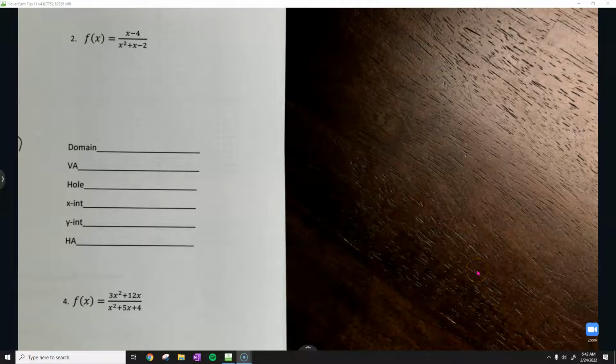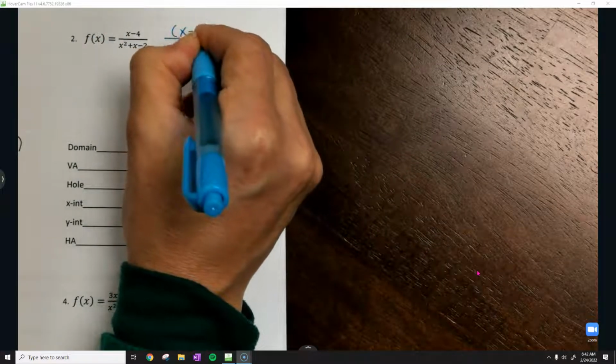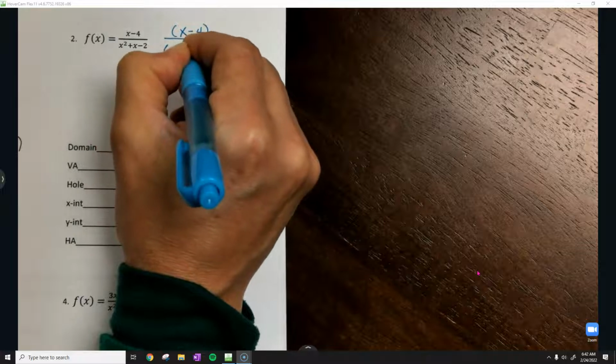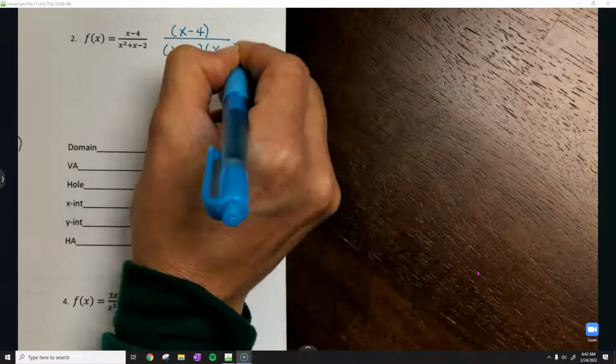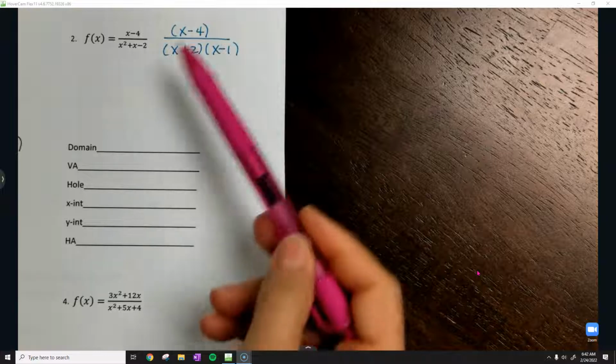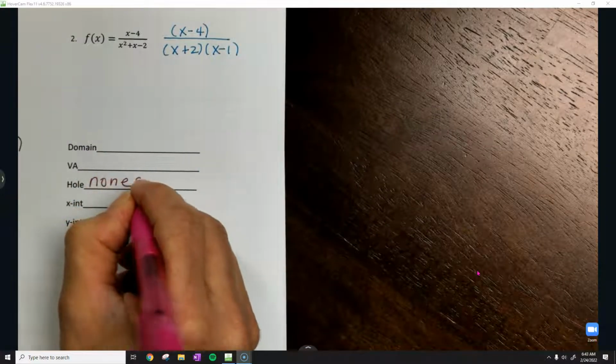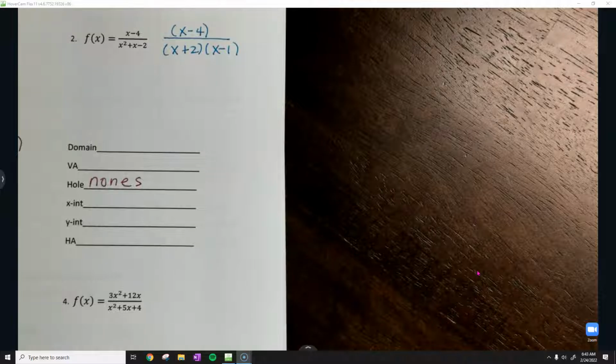Number 2, we're going to factor. And now we're going to determine if there are any holes. There are not any holes because there are no factors that cancel out. So I'm going to write none. And we do have 2 vertical asymptotes.